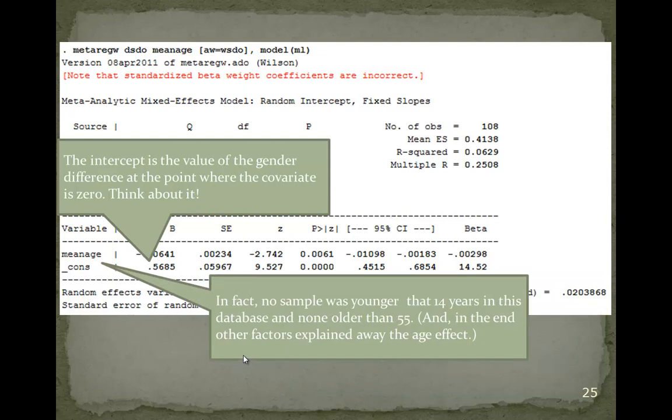In fact, in this case, here's where you should start thinking about your covariates. No sample was younger than 14 years in this database, and none were older than 55. And as a caveat, in the end, age itself didn't end up being a very good predictor in this model. It drops out once we control for other factors that you could read about in the article. And I'll note another caveat. We didn't do any kind of mean imputation, so a lot of cases are dropping out of this model. It's another thing to watch when you do multiple tests across different variables. That's something we should talk about further, but I won't do it in this particular talk.